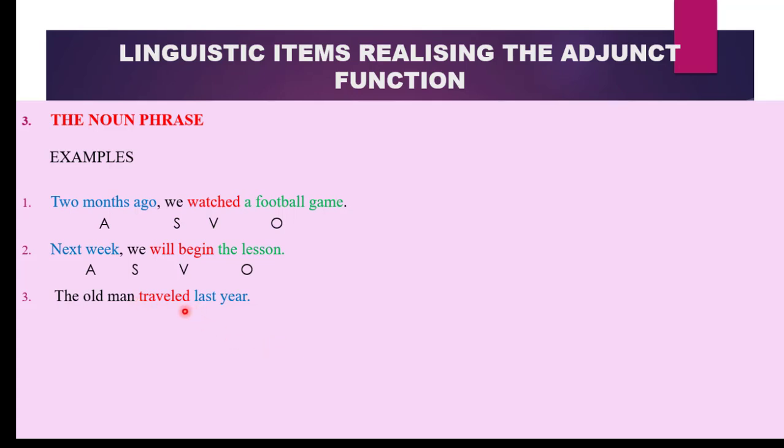So what will be the sentence pattern? Can you guess? It is SVA. The fourth sentence, we won the match 2 weeks ago. What do you think is the adjunct? 2 weeks ago. It gives us information about the time of the occurrence. So we would have SVOA.